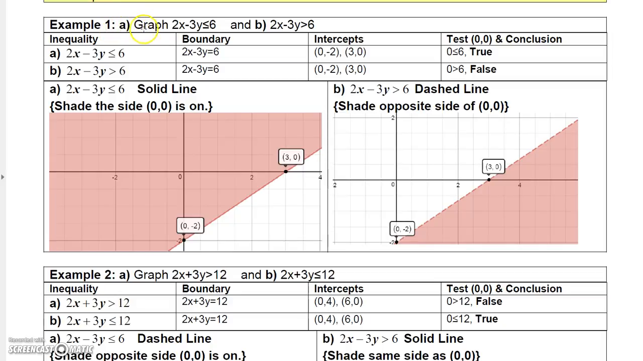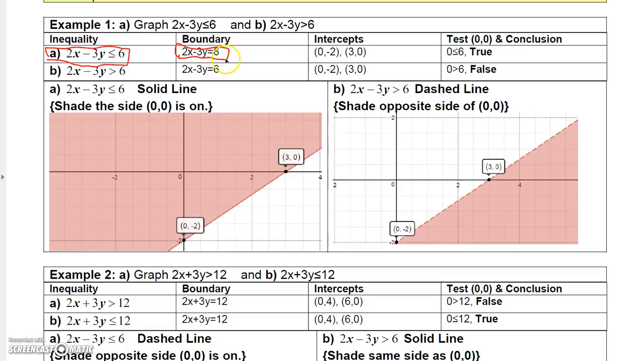So I've got two examples here. The first one says graph the inequality 2x minus 3y is less than or equal to 6. So for the first example, just focus on this first row here. The boundary is 2x minus 3y equals 6. I want to graph the boundary first, so I need to find the intercepts of this equation.